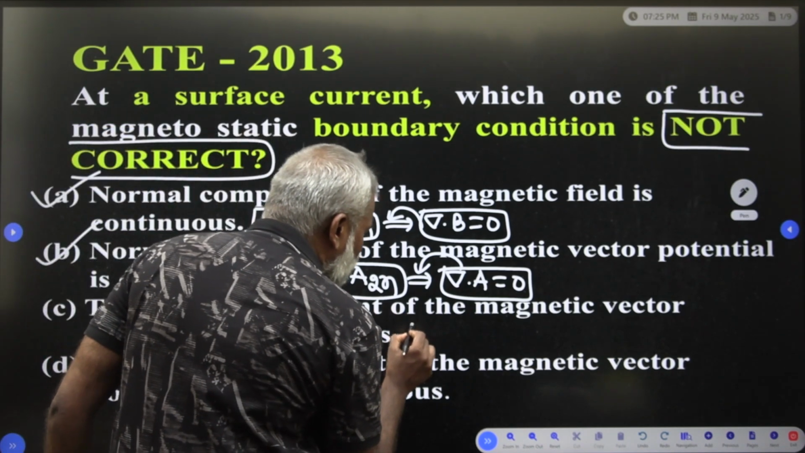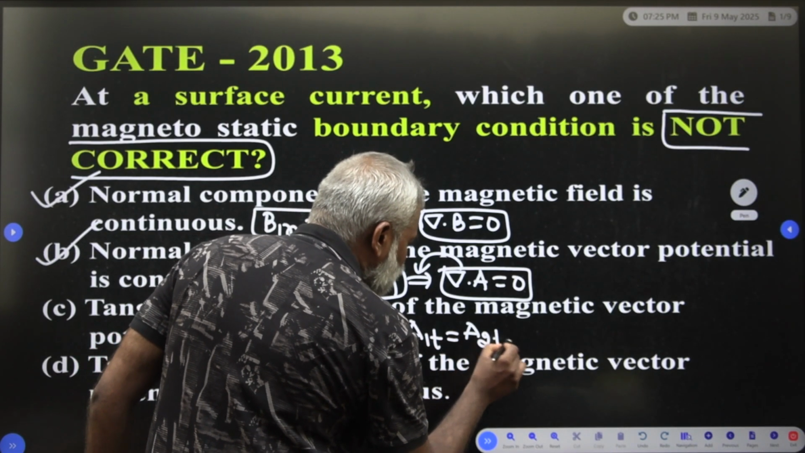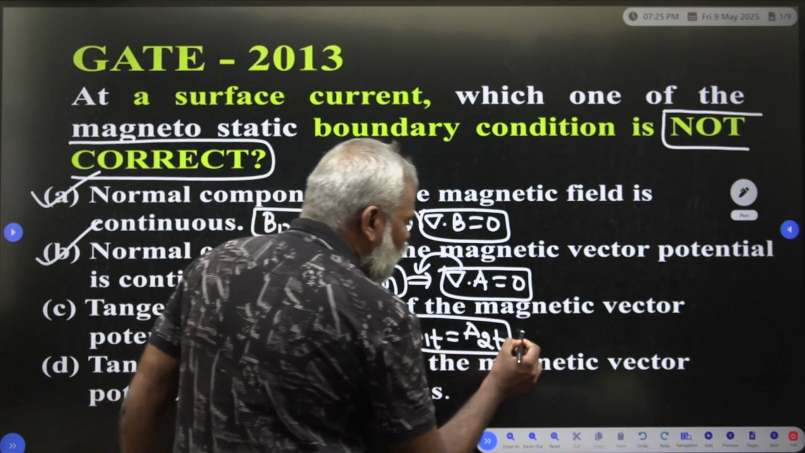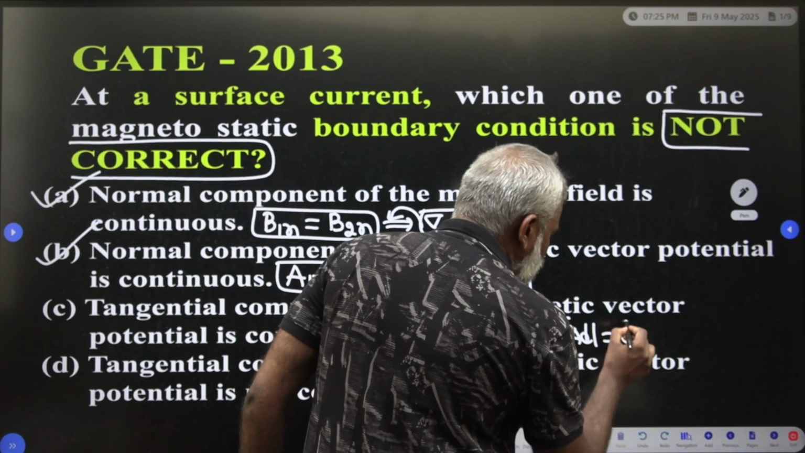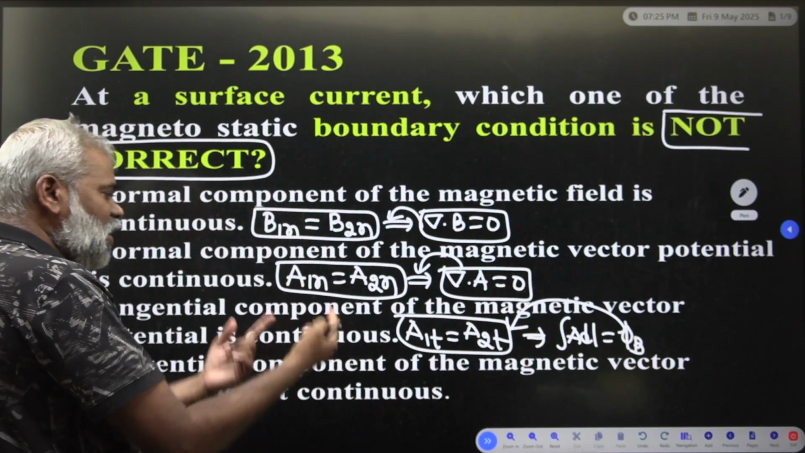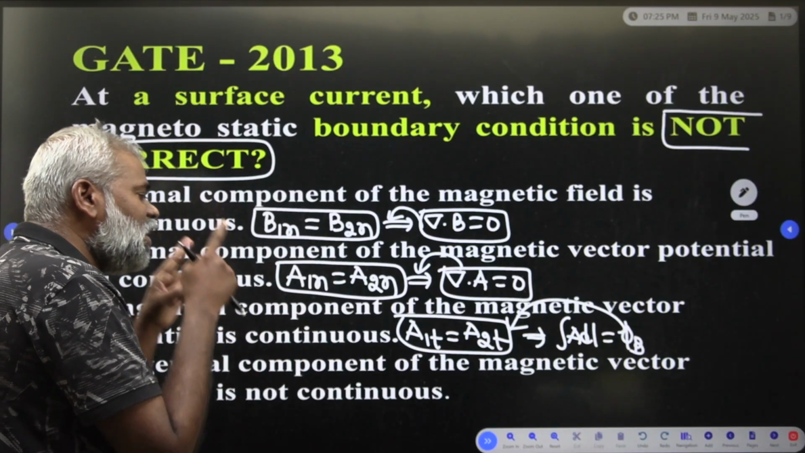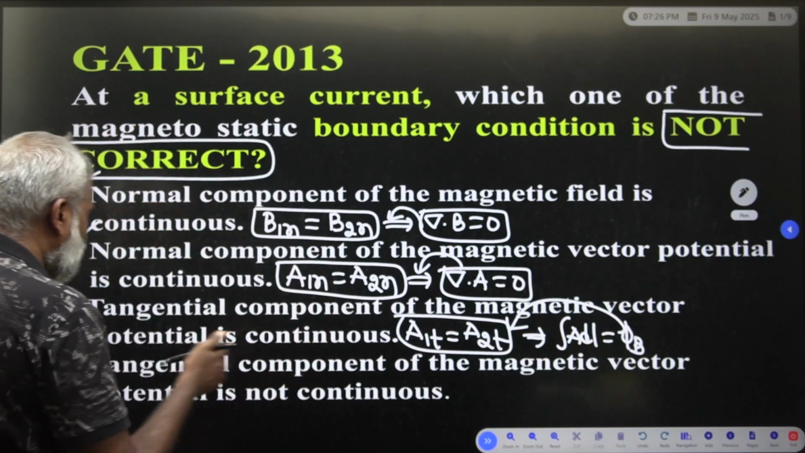Now you have to see the tangential component of the magnetic vector potential. The tangential component, A1t is equal to A2t. This is also correct. How do we get it? Integral A dot dl is equal to phi B, so based on the magnetic flux we can write that the tangential component of the magnetic vector potential is continuous.